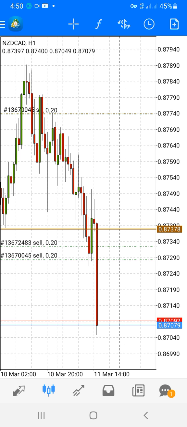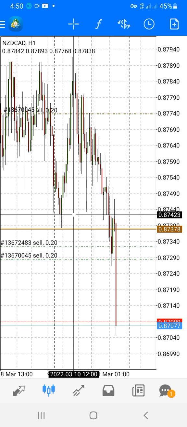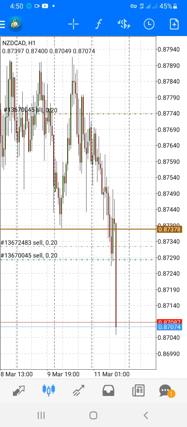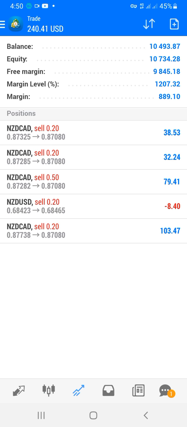I've been holding NZD CAD for quite some time, and because I saw that after it had broken my structure, I was willing to risk the profits that were running in 0.2 lot size. That's why I increased more trades. I'm hoping to pass this today or maybe next week, because now we are remaining with a small profit of just like $70 to pass this challenge.